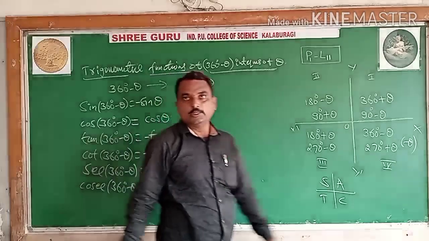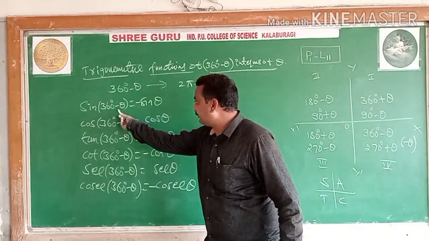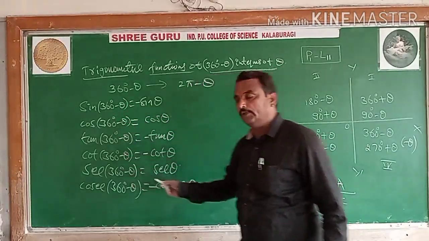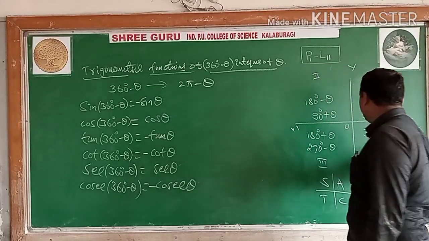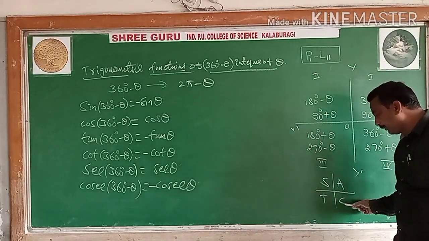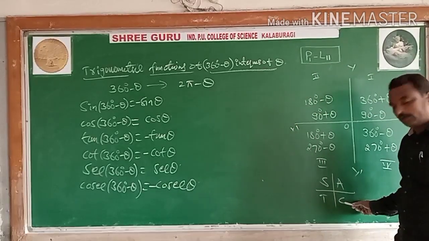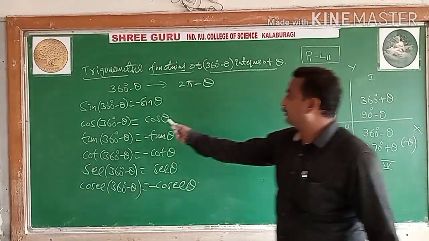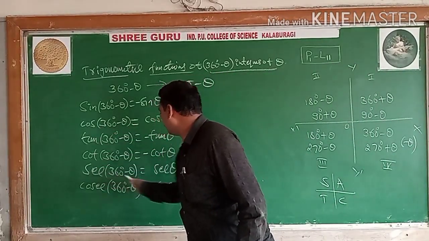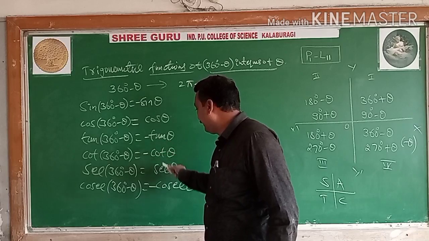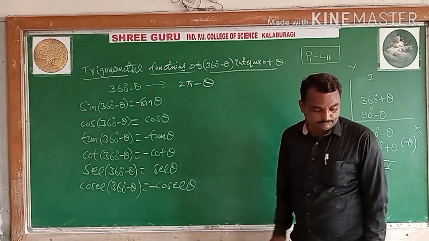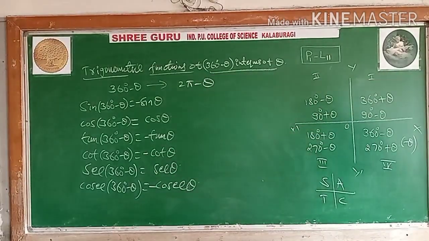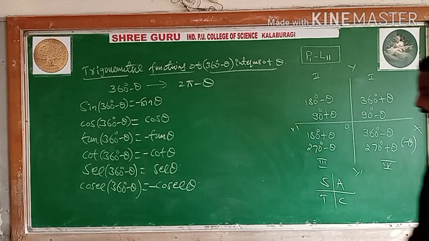See, students, which quadrant angle is 360 minus theta? It is a fourth quadrant angle. In the fourth quadrant, what should be positive? Cos and sec should be positive. See here, only cos and sec have positive values. The remaining you are getting negative values. So this is about 360 minus theta.